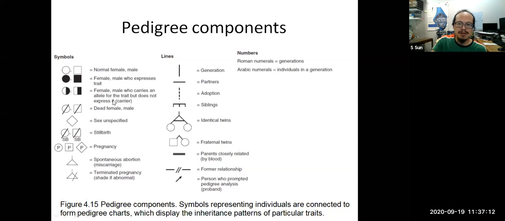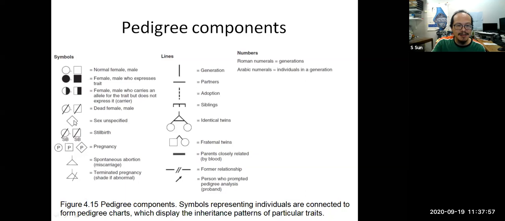So here are just symbols. White means normal. Black usually refers to disease, the trait, okay? And each person can be both white or both black because they have two alleles. Round is female, square is male. If it's heterozygous, it's going to be half black, half white. A cross is the dead.